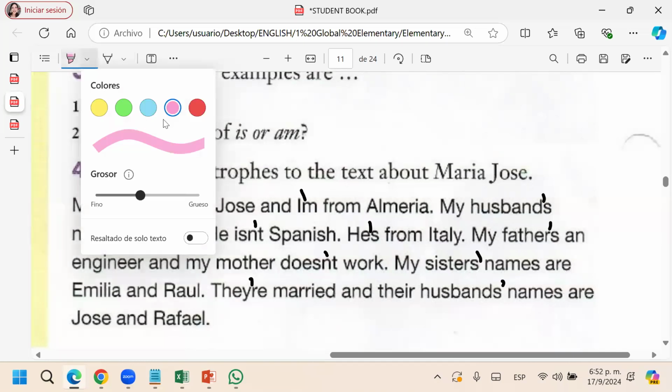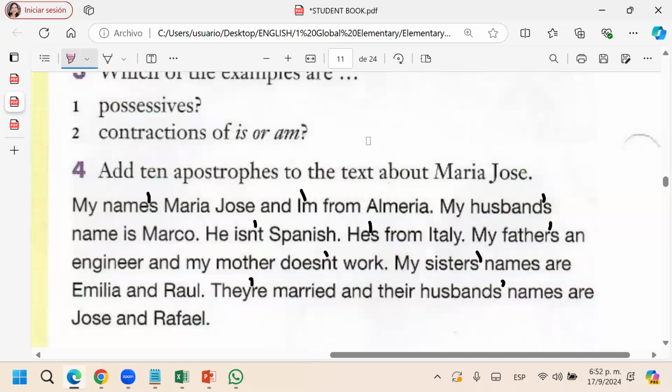Which apostrophes are used for the verb be? I am. My name is. I am. I'm. They are. Husbands. He's from Italy. He isn't. Isn't is the contraction. They are. There.